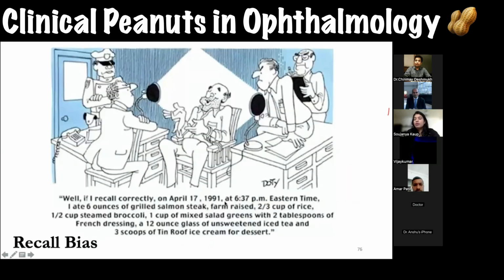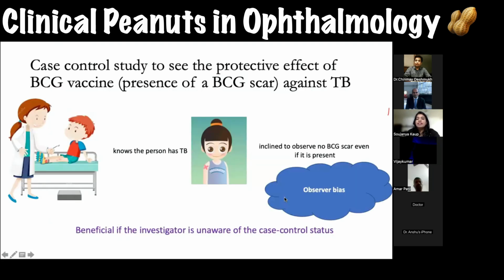Then there is recall bias, because we are going back in time and asking the patients if they were exposed to a particular thing or not. Example, you take lung cancer patients and you ask them 20 years back, were you exposed to asbestos? People who have lung cancer are more likely to recall that they had an exposure than people without lung cancer. So there is something called recall bias which creeps in. Then there is something called observer bias. So you're doing a case control study here.